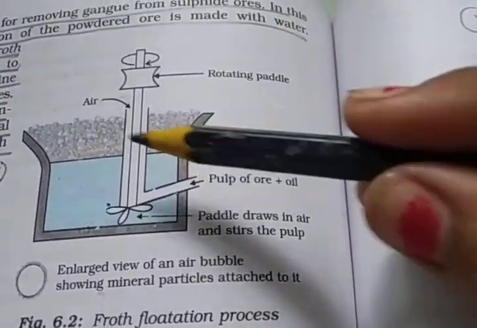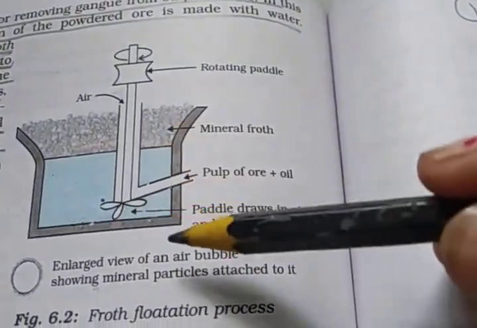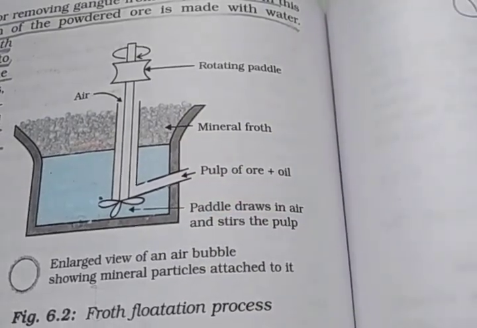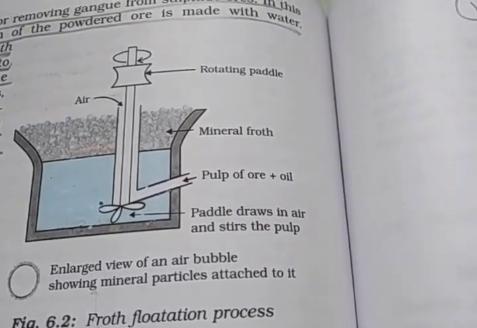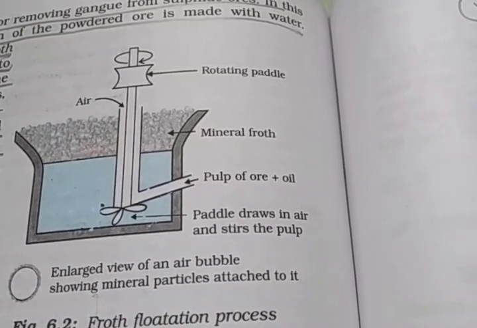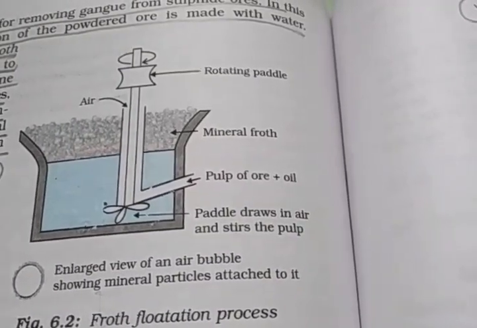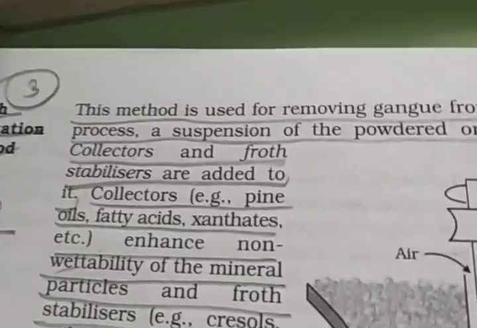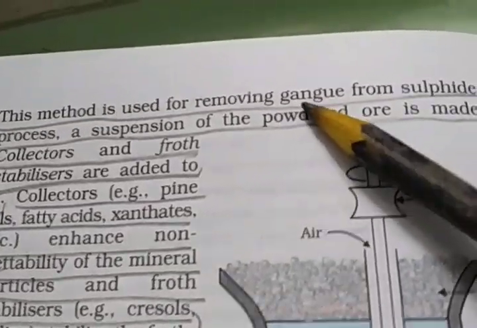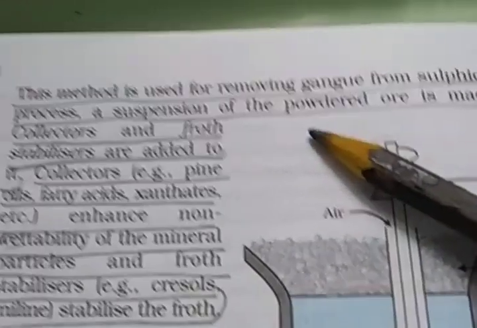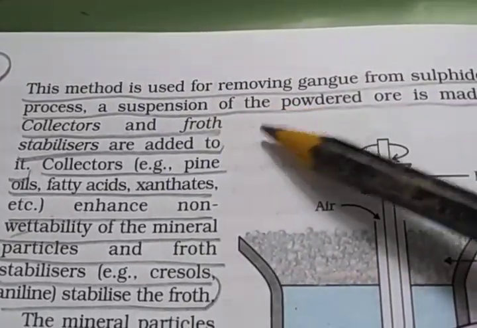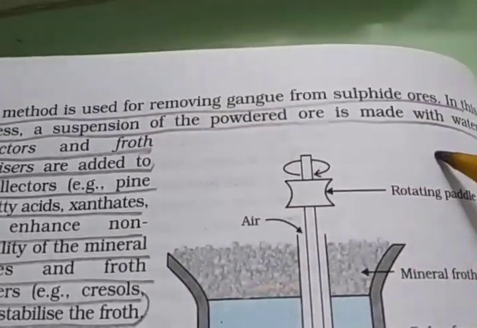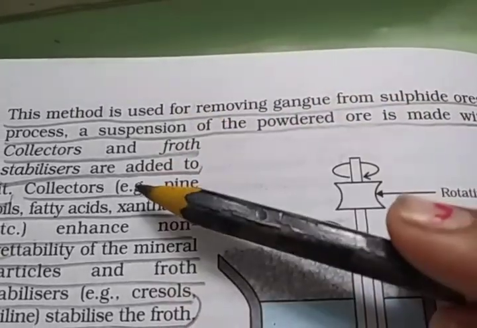See this diagram, froth flotation method. This method is used for removing gangue, that means sand and clay, from sulfide ore. Whenever the ore is sulfide, we have to use this method. In this process a suspension of the powdered ore is made with water and collectors.